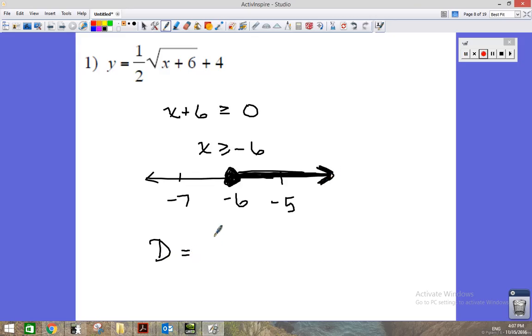So my domain is negative 6 to positive infinity, which makes sense to me because if I plug in negative 7, negative 7 plus 6 is a negative number. I can't take the square root of a negative number. But if I plug in negative 6, I get 0. Taking the square root of 0 is fine. If I plug in negative 5, I get 1, and taking the square root of positive 1 is fine. So this is my domain for this problem.